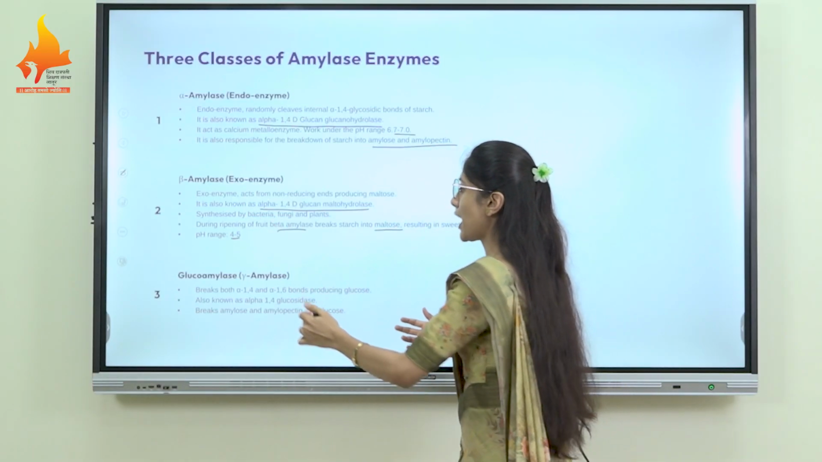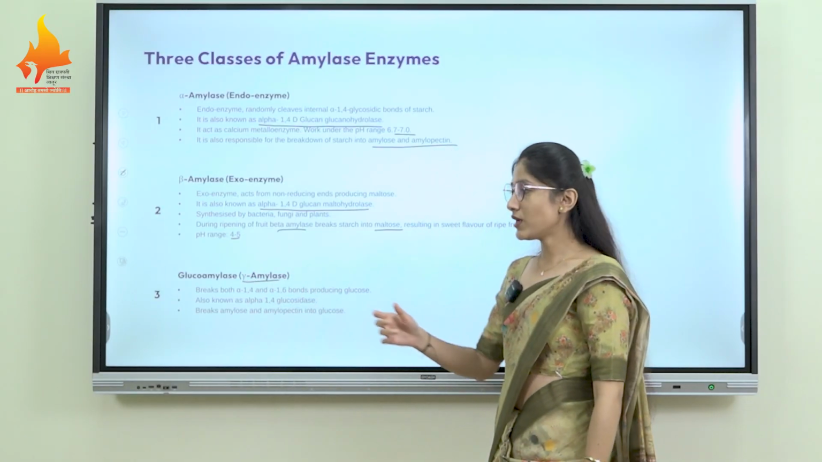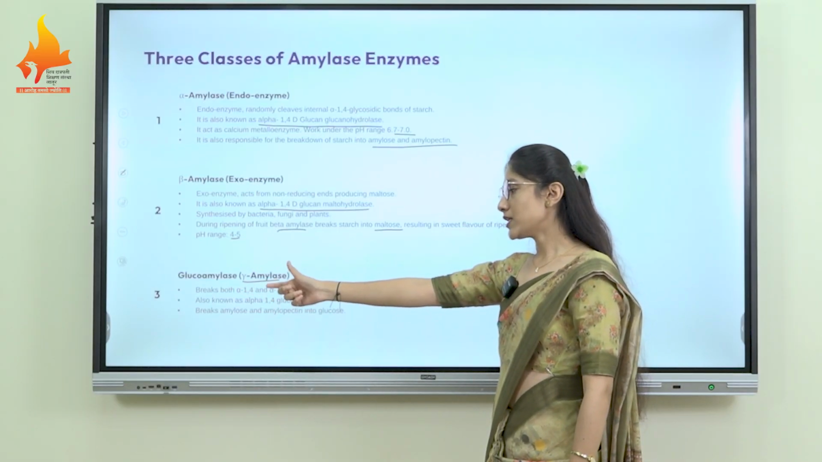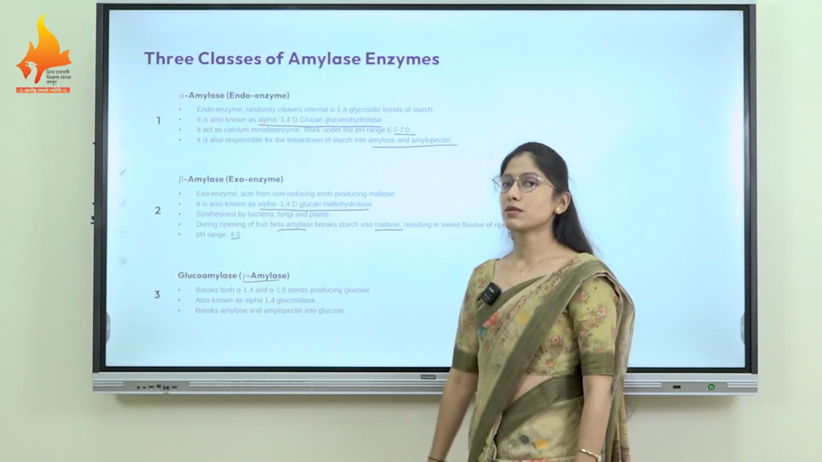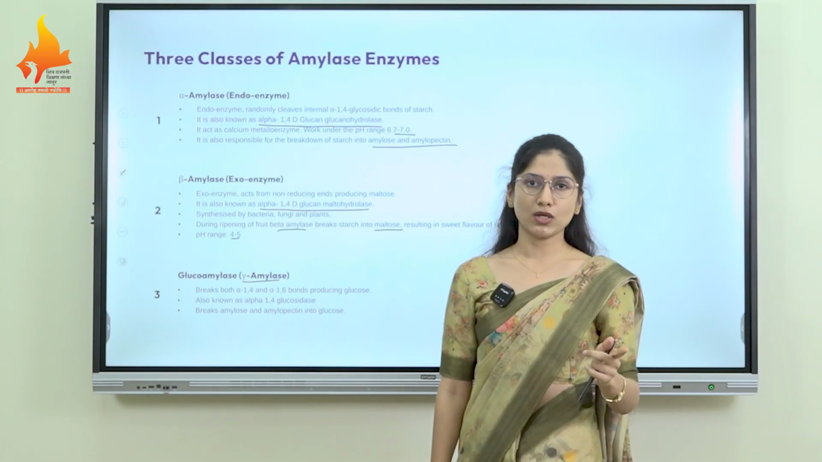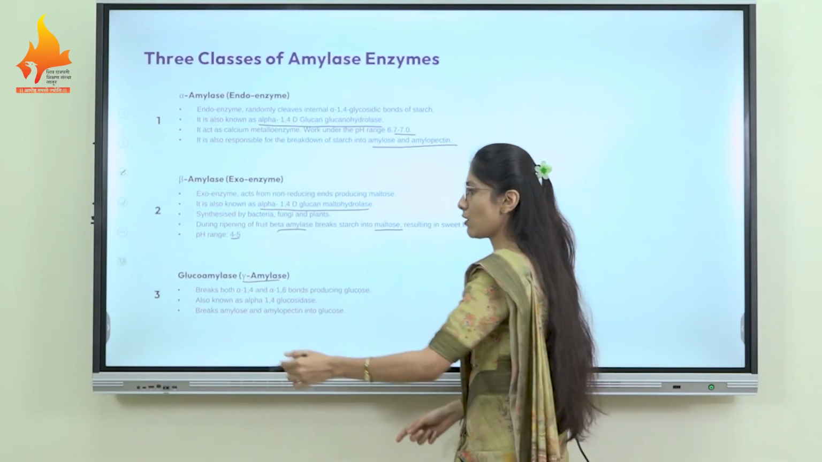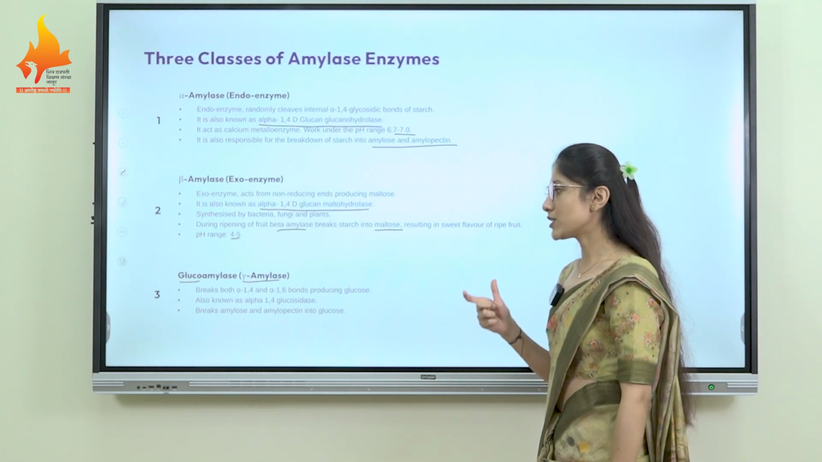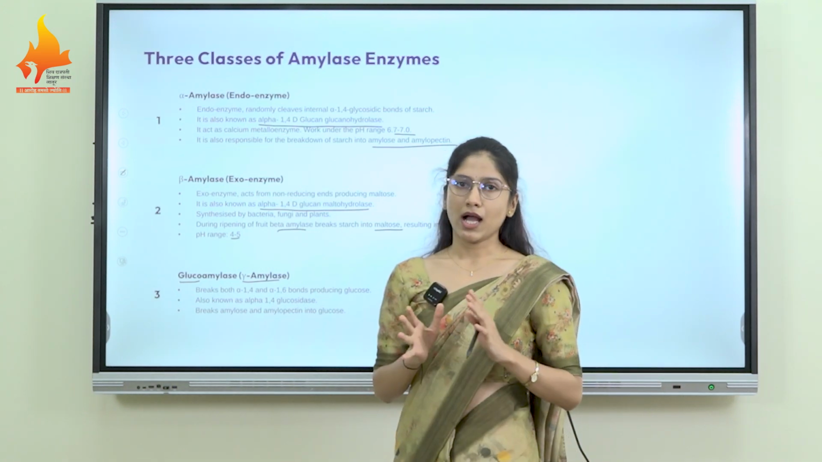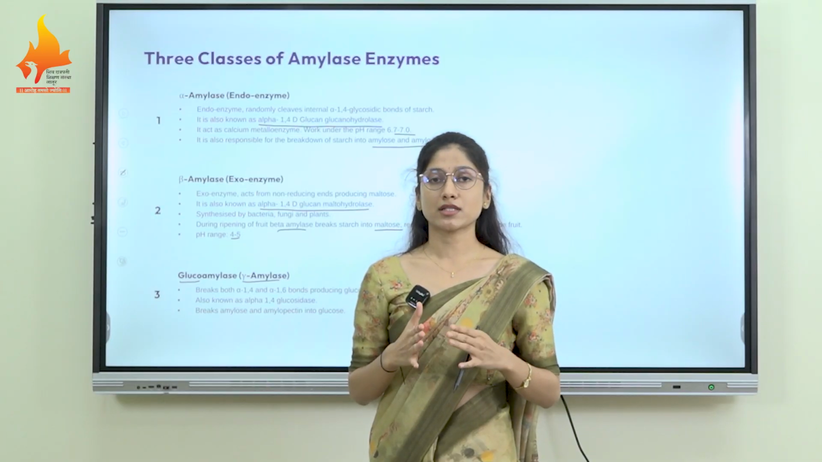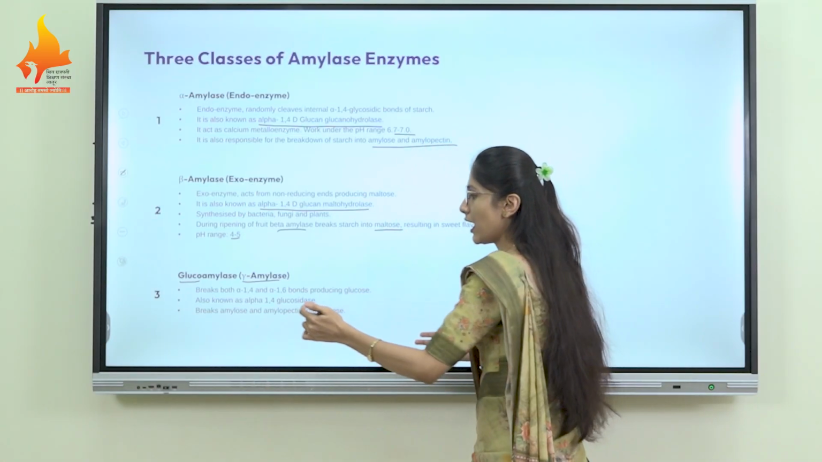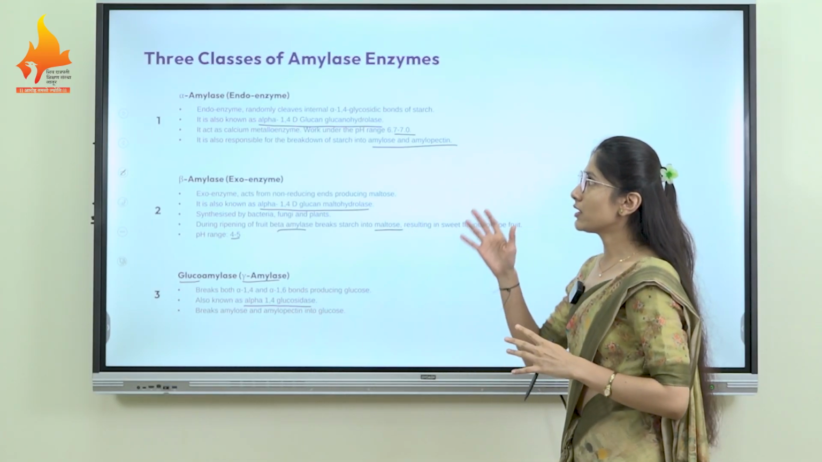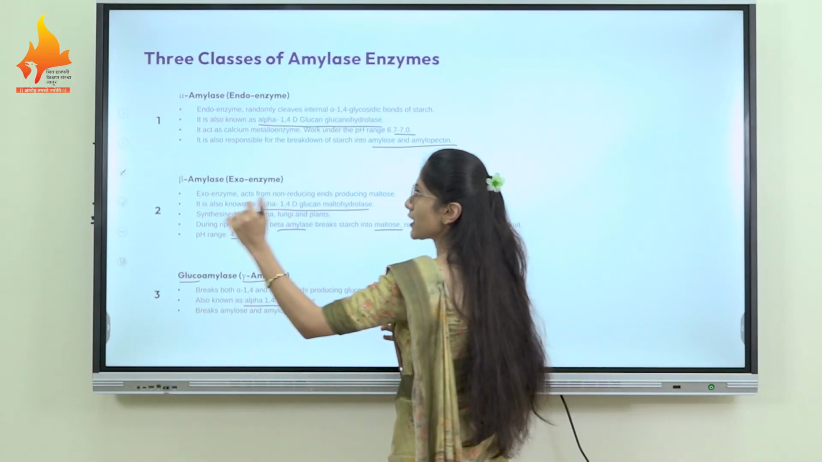The last type is gamma amylase, which is also known as glucoamylase. Why is it called glucoamylase? Because this gamma amylase is responsible for breaking amylose and amylopectin into glucose. That's why it is called glucoamylase. This gamma amylase breaks down both alpha 1,4 as well as alpha 1,6 glycosidic linkages, and it is also known as alpha 1,4 glucosidase. So this is all about the classes of amylase enzyme.